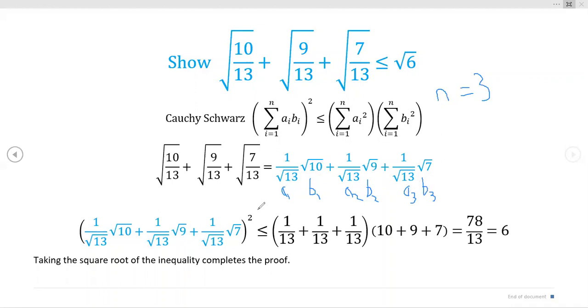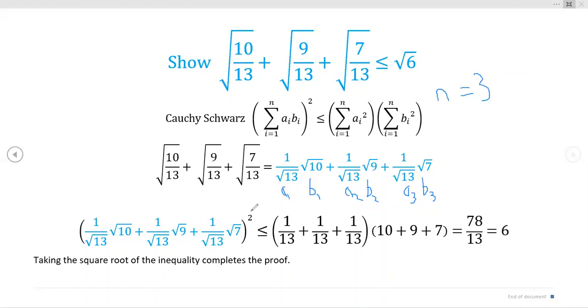And so if you come down here, that would be the left-hand side of this inequality, without the summation notation. Notice that it's squared. Now, since all of the a sub i's are 1 over the square root of 13, when you square those individually, you just get 1 over 13, 1 over 13, 1 over 13. And right here, we have the square root of 10, square root of 9, square root of 7. When you square those numbers, you get 10 plus 9 plus 7. So there's 3 of the 1/13. This adds up to 26. 3 times 26 is 78, and 78 divided by 13 is 6.